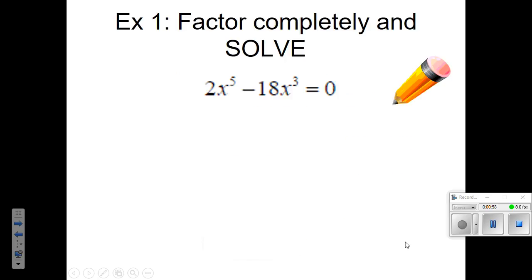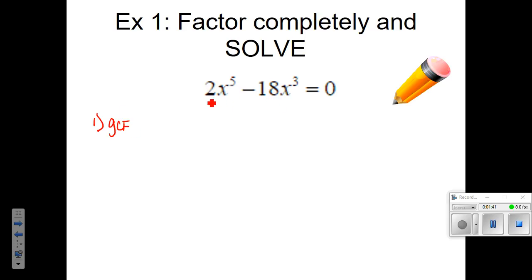So first thing, question number 1 says factor completely and solve. Solve means I want to find a value. I want to find what the variable equals. What does x equal? So we have to use our factoring tools first. The first thing we want to do is figure out what kind of factoring I am going to use. I have two terms, so that will not be AC, and that will not be grouping. So the only options are either greatest common factoring or difference of squares. 2 is not a perfect square. 18 is not a perfect square. So I'm going to go with greatest common factoring first.